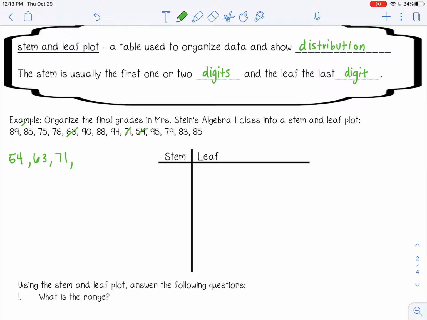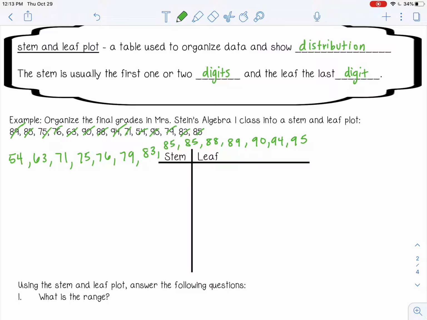71, 75 and 76, 79, 83, 85, and there's another 85, 88, 89, 90, and then 94 and 95.